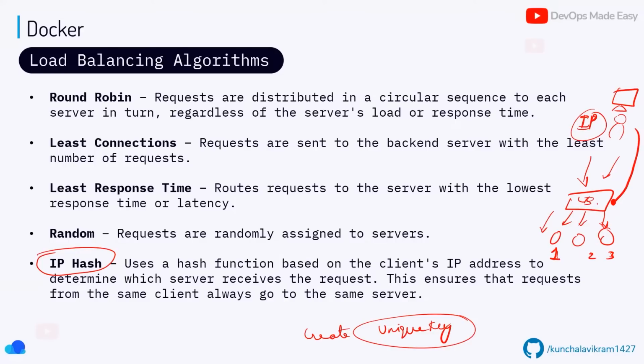Now, the first time, it will use any algorithm and forward the traffic. Let's say it has decided to send the traffic to 2. Now, the next time, if you try to access the load balancer, it will again calculate the hash value, or it will try to calculate the unique key. And if it finds that this unique key is already known to it, then what this load balancer will do is forward the traffic to the second instance only.